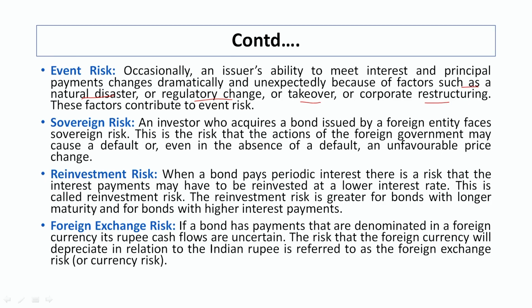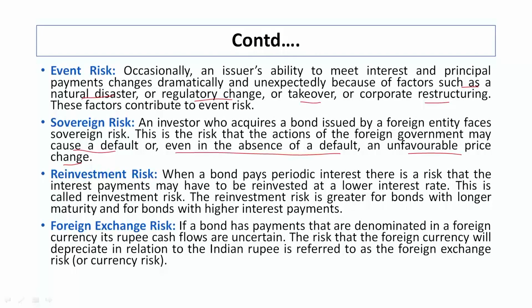Next one is sovereign risk. Sovereign risk is basically related to foreign investors or foreign bonds. An investor who acquires a bond issued by a foreign entity faces sovereign risk. This is the risk that actions of a foreign government may cause a default, or even in the absence of default, an unfavorable price change. So, in case of foreign bonds, it may happen that prices change or government policy changes or certain events happen in that particular country, which may cause a change in the norms of that particular issued bond. In that situation, the bondholder faces sovereign risk.